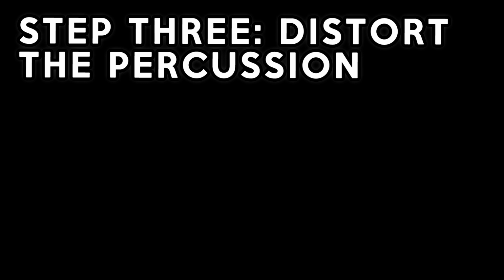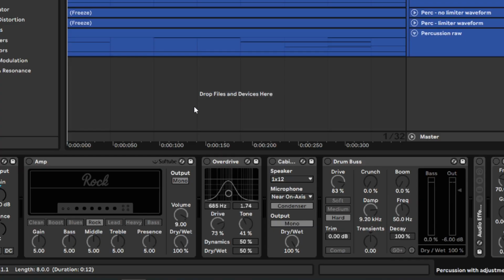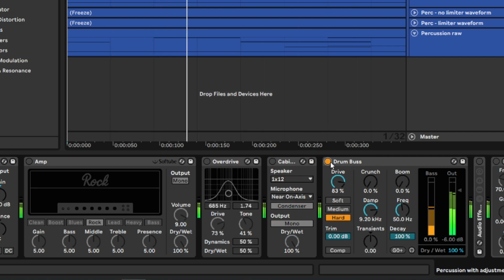Step 3 is to distort the percussion to make it crunchy. Ableton has quite a lot of distortion effects, but not all of them will be suitable. Unlike with the kick drum distortion earlier, we don't need aggressive effects like amp or overdrive. We also don't want to make the percussion muffled, and that's what we get if we use cabinet or drum bass.